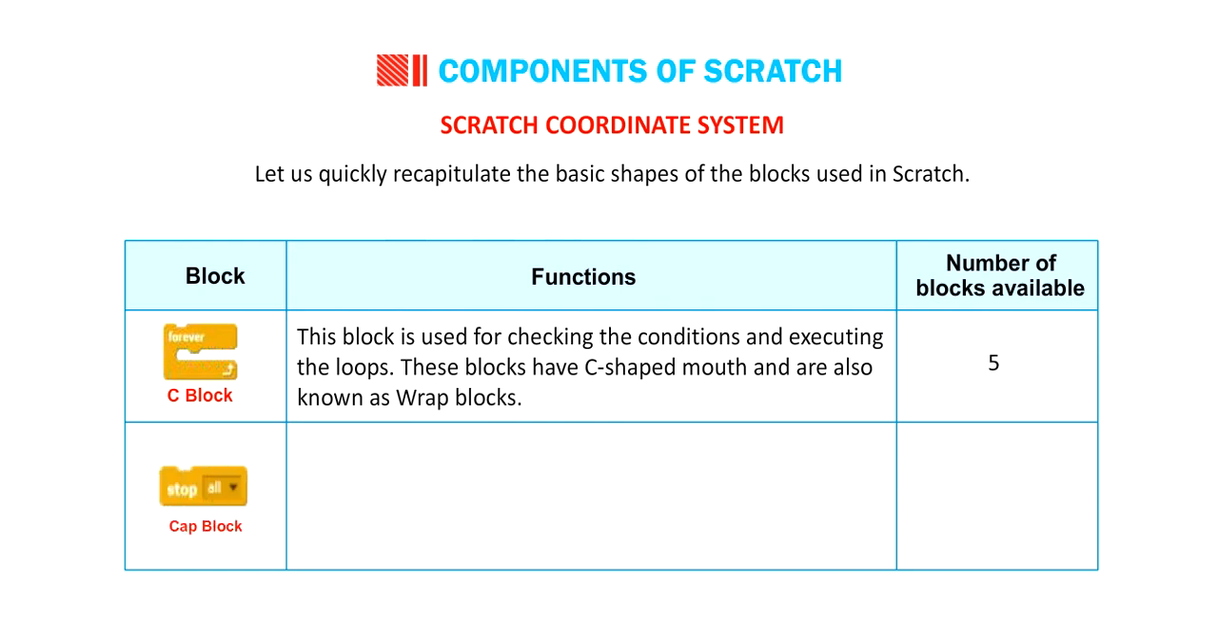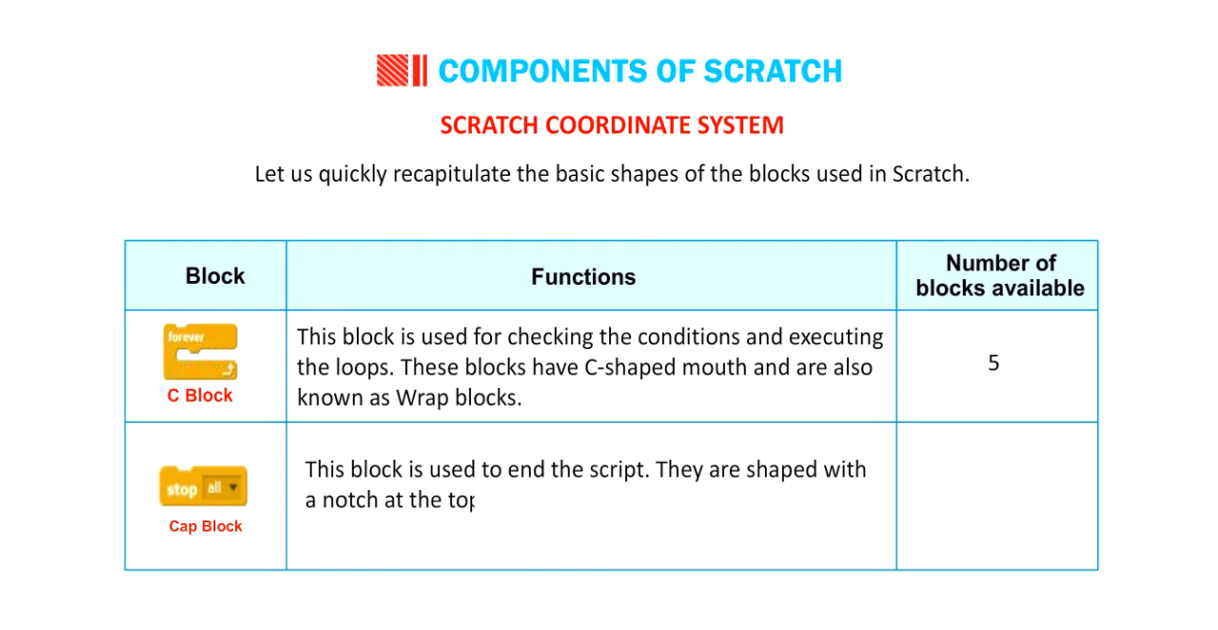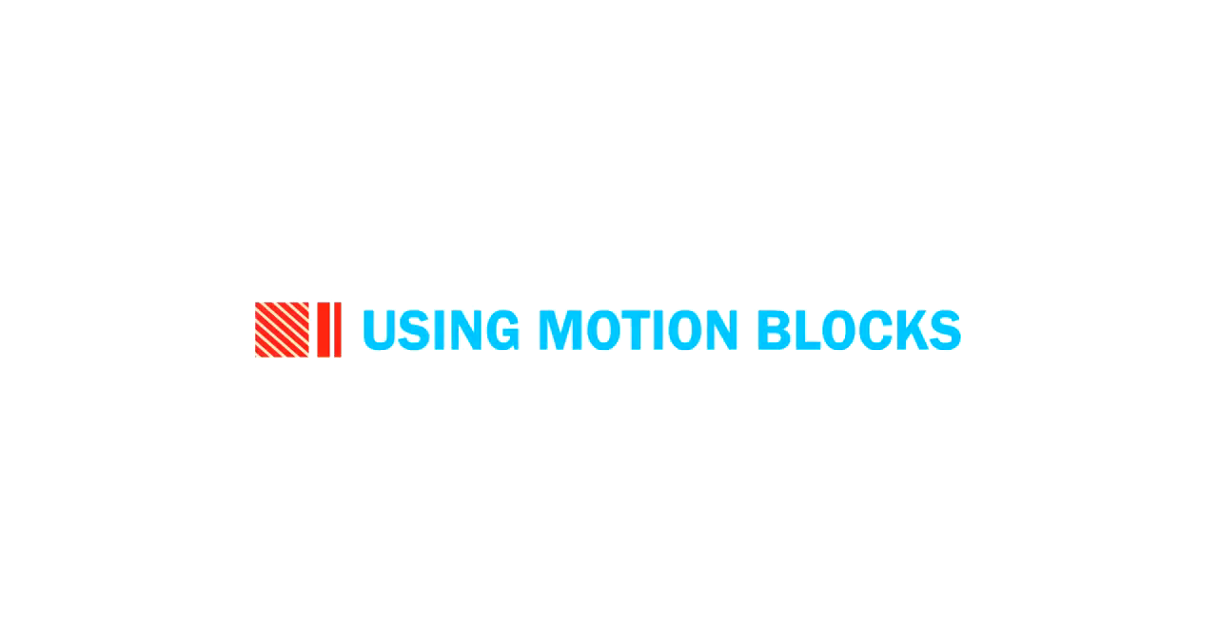Cap block. This block is used to end the script. They are shaped with a notch at the top and a flat bottom. You cannot place any blocks below them. Students, let us understand how to use motion blocks.